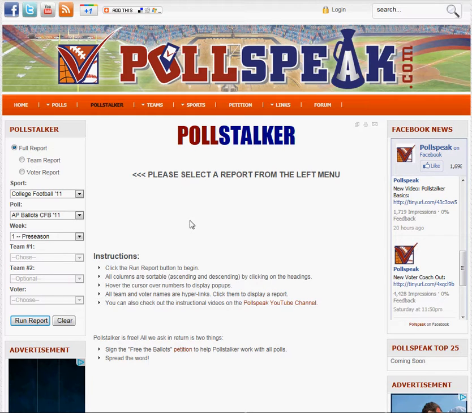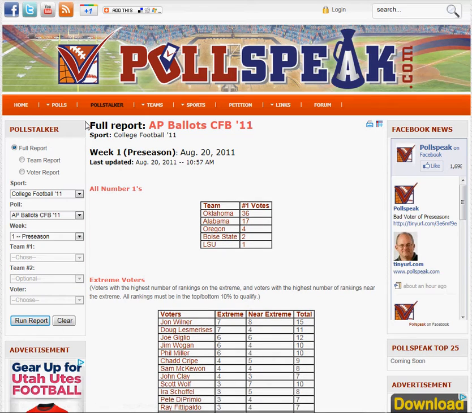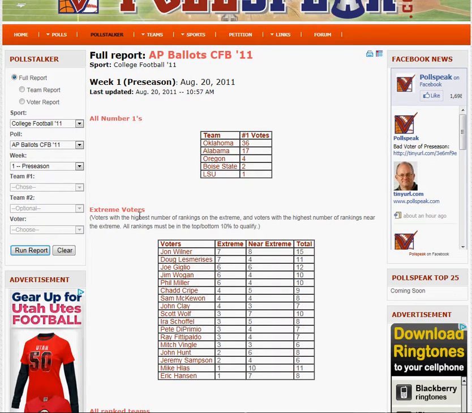Okay, we're at Pollstalker, and we're going to run a full report on the AP ballots for College Football 2011. So we're going to click on the Run Report button. Up comes our full report for the AP ballots in College Football 2011. You can see that we're still in the preseason. And what we're going to do first is take a look at the extreme voters.